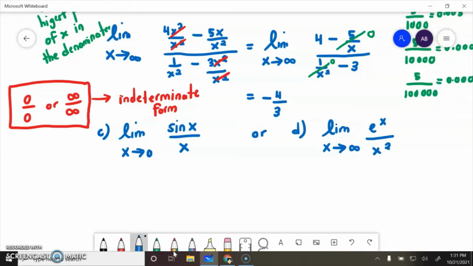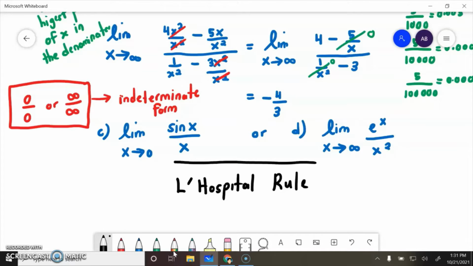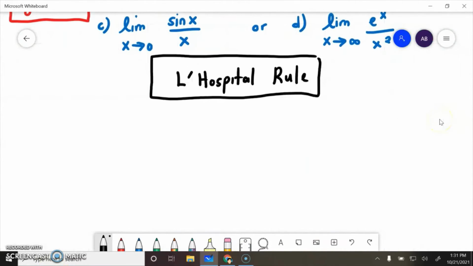To solve this, you need to use a technique called L'Hôpital's Rule. This is where L'Hôpital's Rule takes place, when you cannot factorize or divide by the highest power in your denominator and numerator to solve the limit problem. So what is L'Hôpital's Rule? Let's look at the definition.